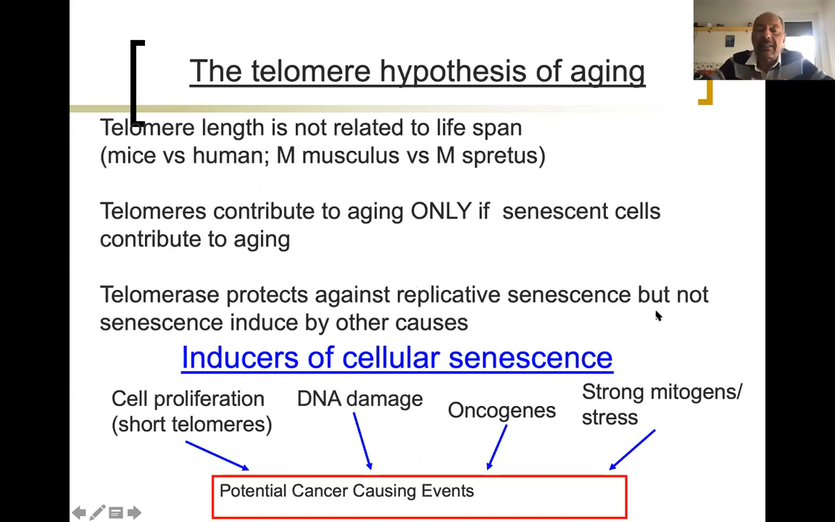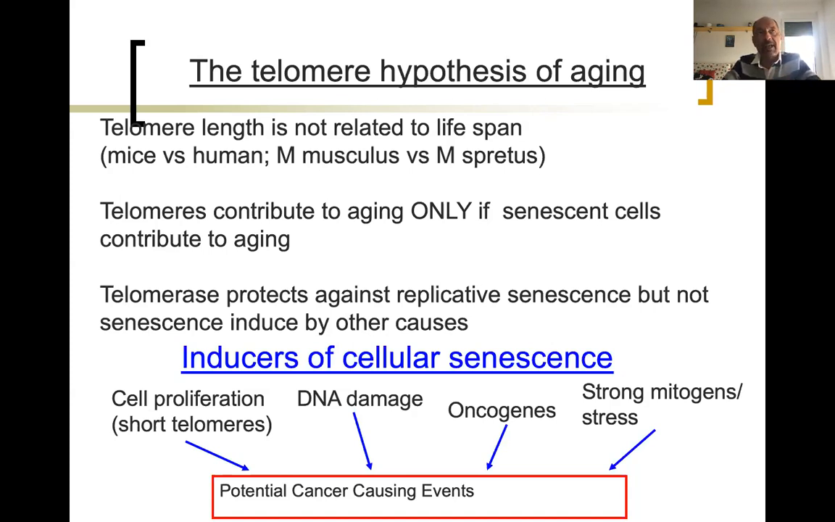So the telomere hypothesis of aging is quite controversial. First of all, the telomere length is not related to the lifespan. If you take mice, they have much longer telomeres than humans, but they live much shorter. And even within the mice, there are different species that live the same, but have completely different telomeres. So the point is that telomeres contribute to aging only if senescent cells contribute to aging.